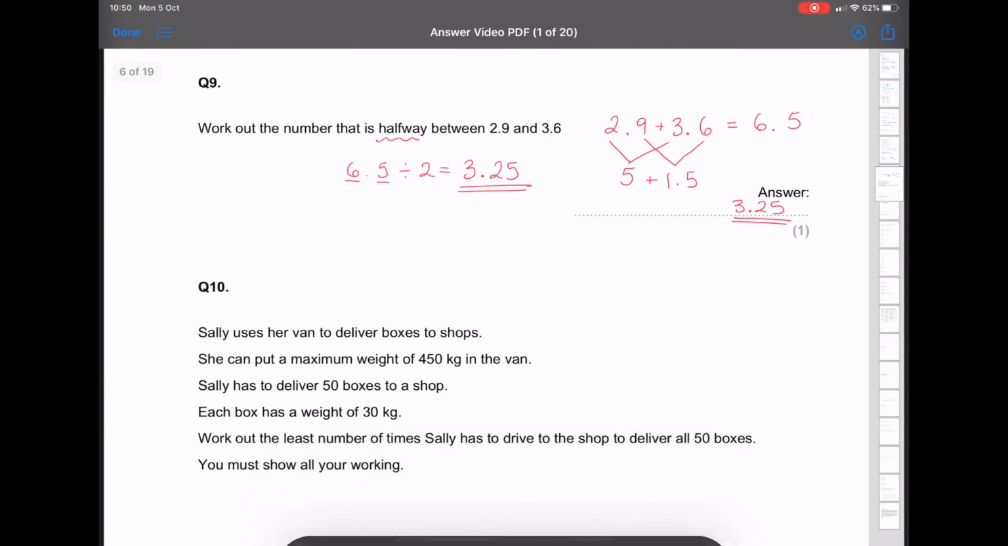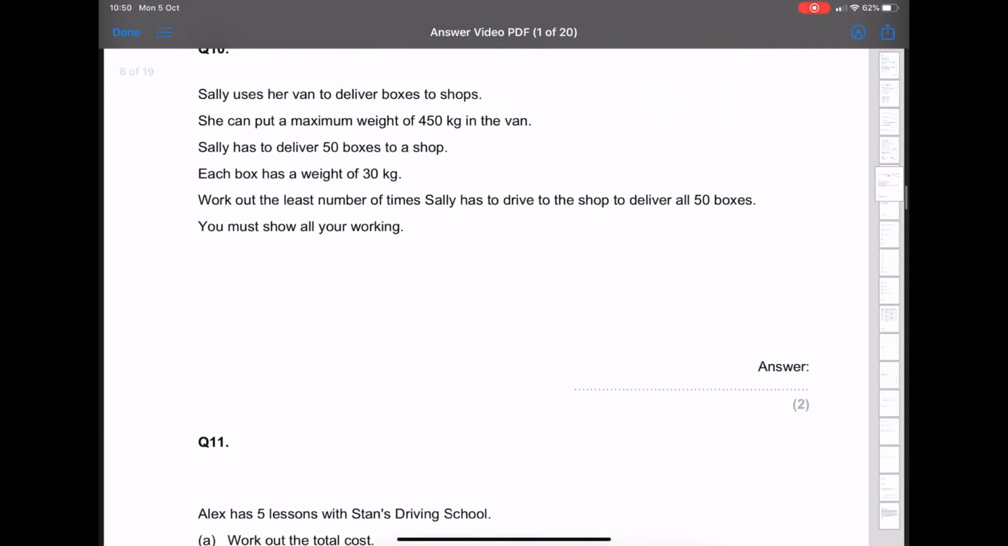So question 10. A lot of people did struggle on question 10, but it's not too difficult. It says that Sally uses her van to deliver boxes to shops. She can put a maximum weight of 450 kg in the van. Sally has to deliver 50 boxes to a shop.